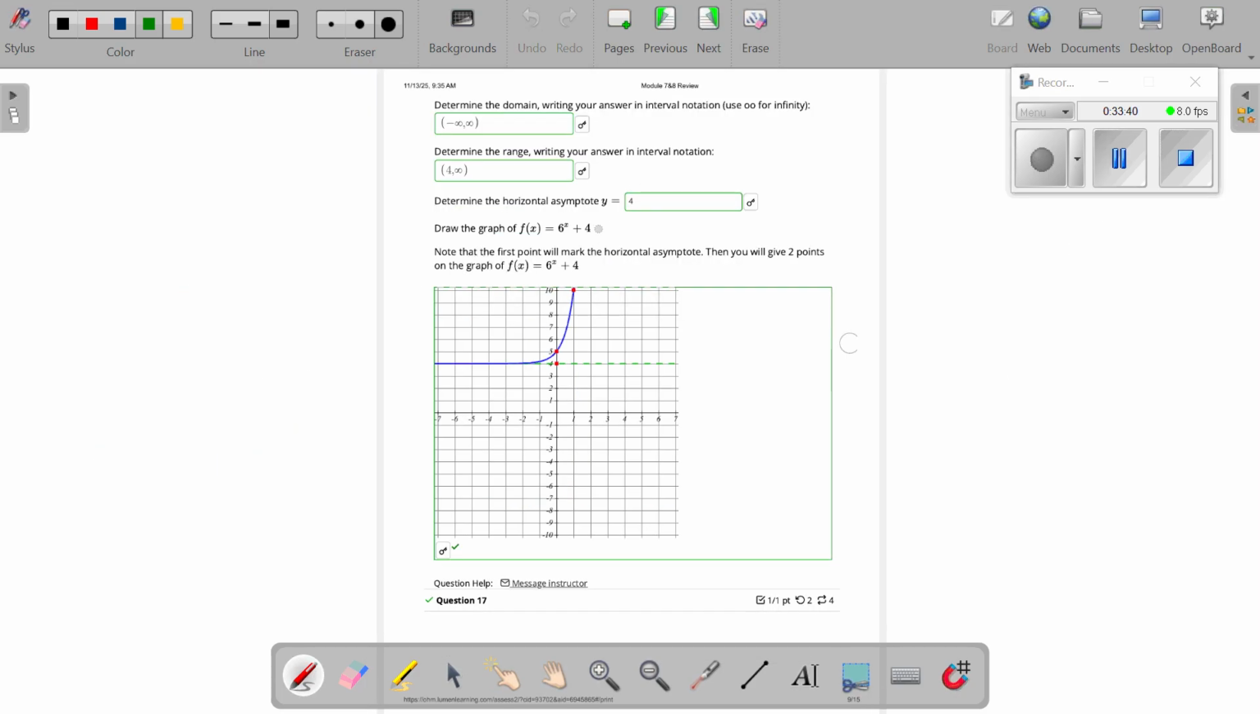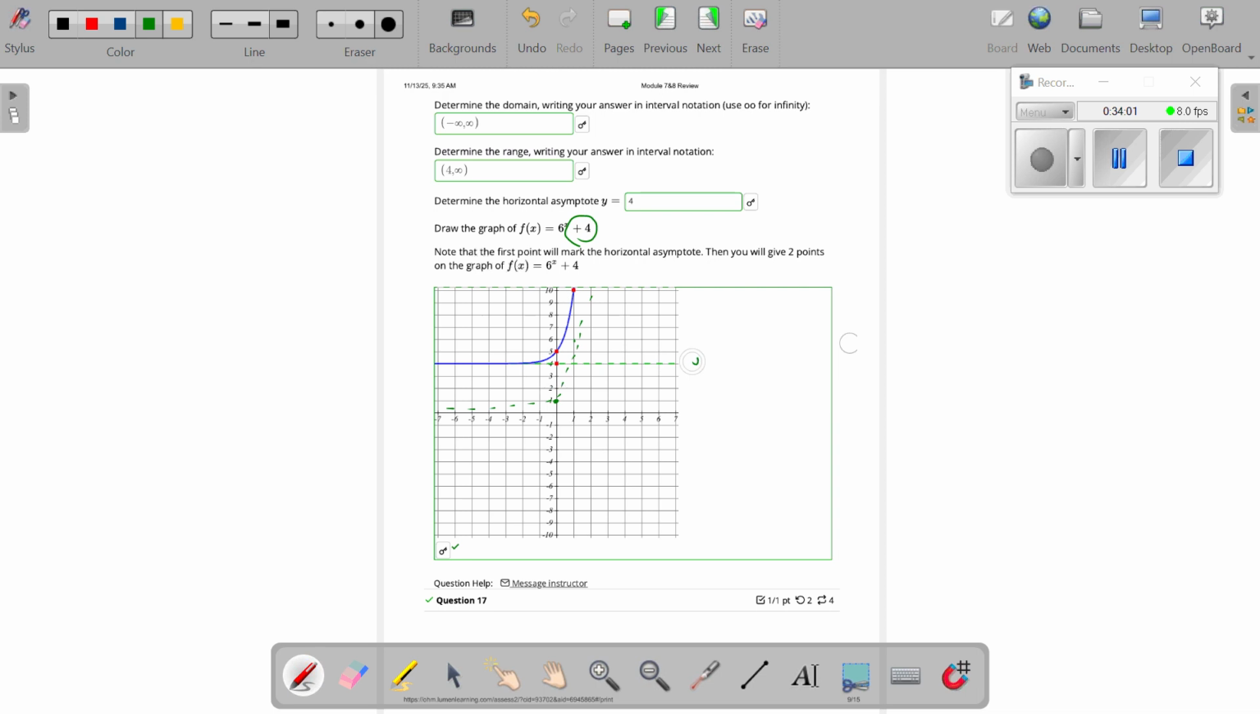For the next question, this time we see that the function is moved up 4 because I have 6 to the x plus 4. So again, the same way, the parent function was 6 to the power of x, which the points were here at 0 and 1 and 1 and 6, and this was my graph.